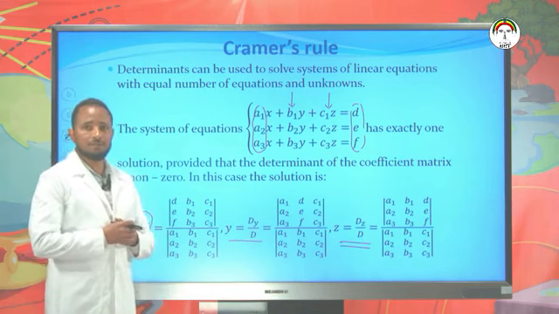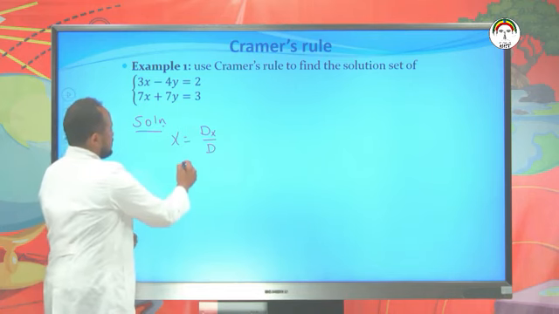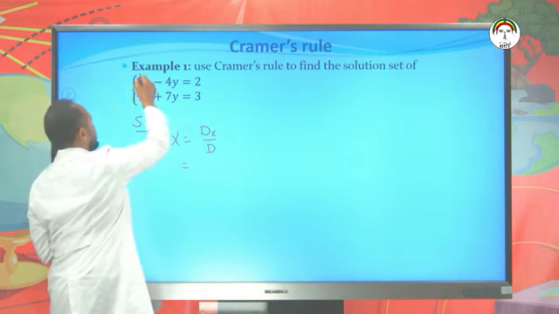Now let's see an example for this. By the way, you can use Cramer's rule for 3 or more equations to solve a system of equations. For our purpose, let's use this one as an example. Solution: x is equal to dx divided by d. Therefore, dx means the coefficient matrix where the coefficient of x is changed.